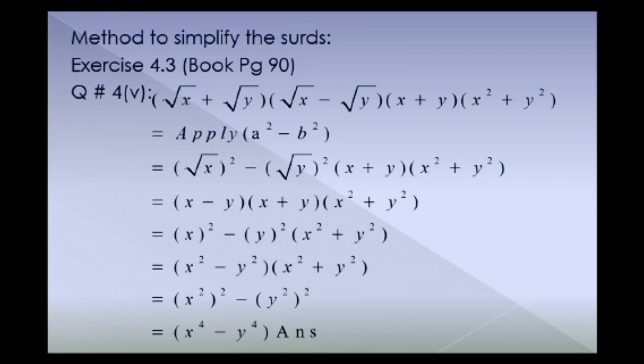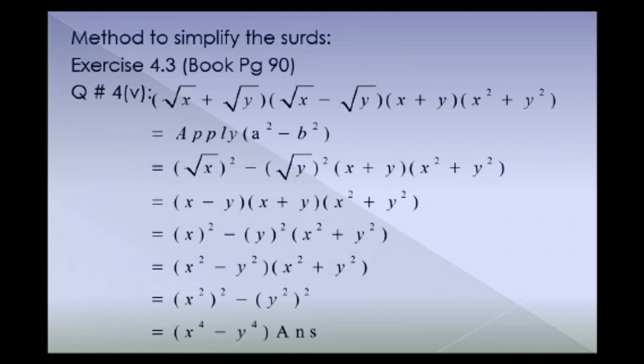With the same method, another question from exercise 4.3 on book page 90, that is the fifth part. Again, you can observe here, there are surds which are adding and subtracting, but the symbol in between them is multiply. So we will apply again the third identity: under root x whole square minus under root y whole square, x plus y and x square plus y square, they will come down.